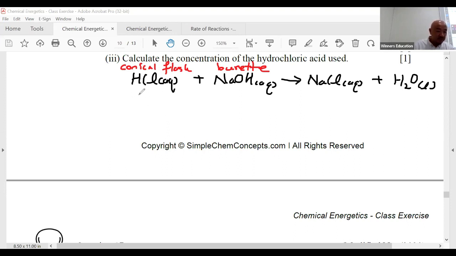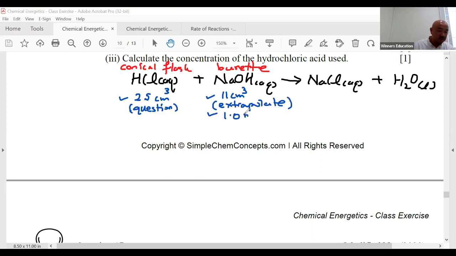I know that the volume I use in the conical flask is 25 cm cubed. Sodium hydroxide, I know from the graph, right? So this is from the question. Sodium hydroxide, I know the volume is 11. Why? This is where we extrapolate. Yes? So we extrapolate and get the value. We also know the concentration because it's also given in the question. And they ask us to calculate this, the concentration. Good old mole calculation, volumetric analysis. Okay?